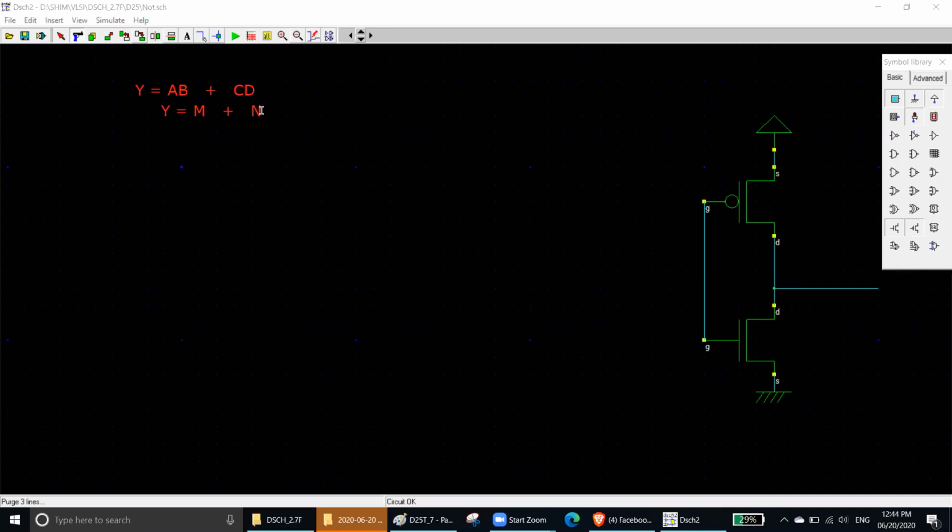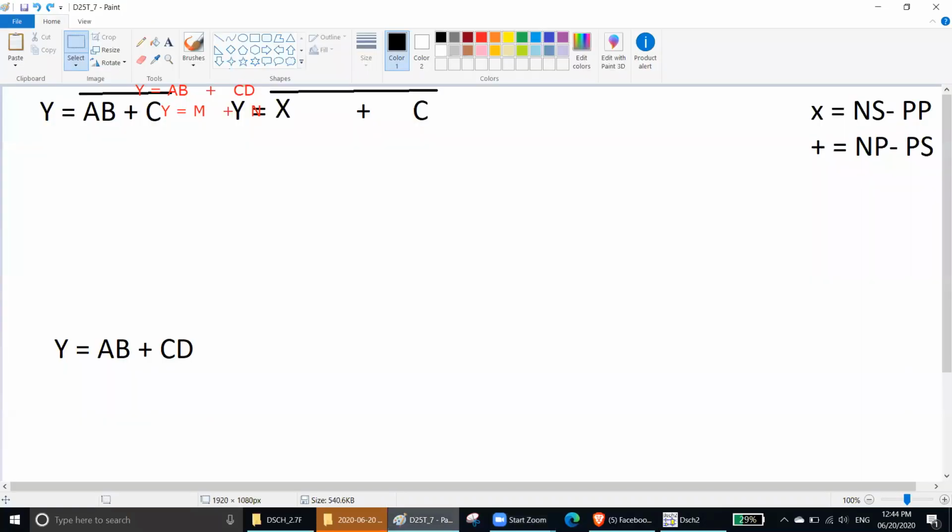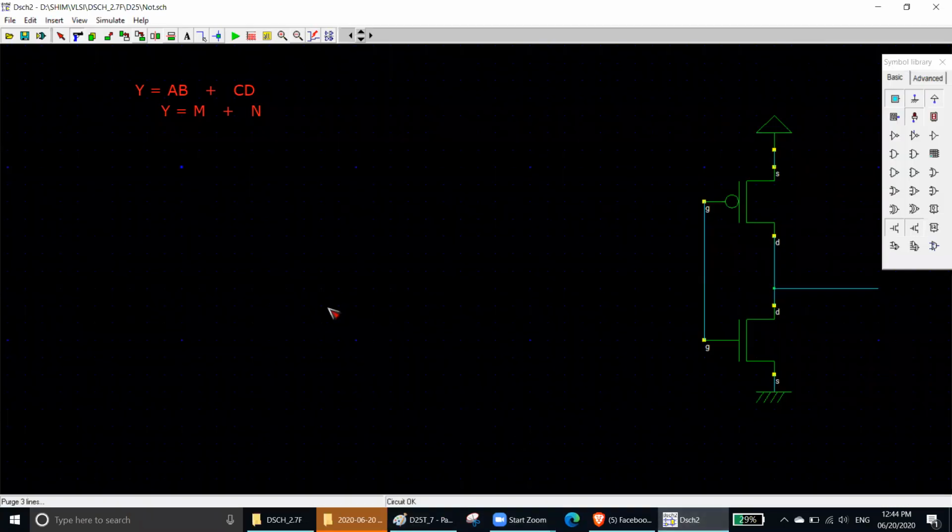This is how you should simplify your expression at the first moment. Now M plus N, they are added, right? That means they have to be ORed, or you have to use an OR gate. Addition means what? Who can tell? Addition means your NMOS should be what? Should be parallel, sir. Yes, exactly. Your NMOS should be parallel.